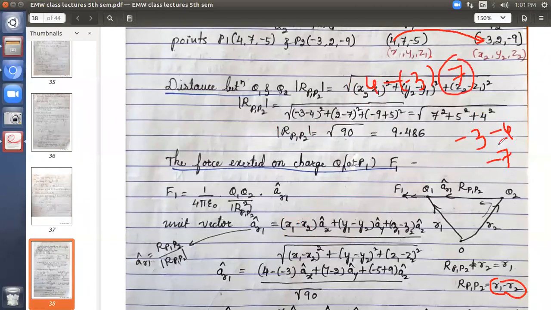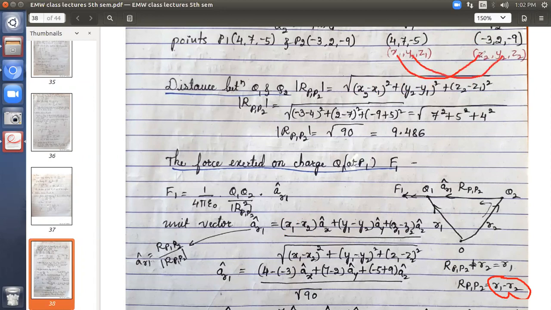No doubt magnitudes are same, but directions are opposite, which will make a big disaster, a big blunder. So don't do that. Hence, these suffixes are very important. Based on the suffixes, you need to subtract the coordinates.